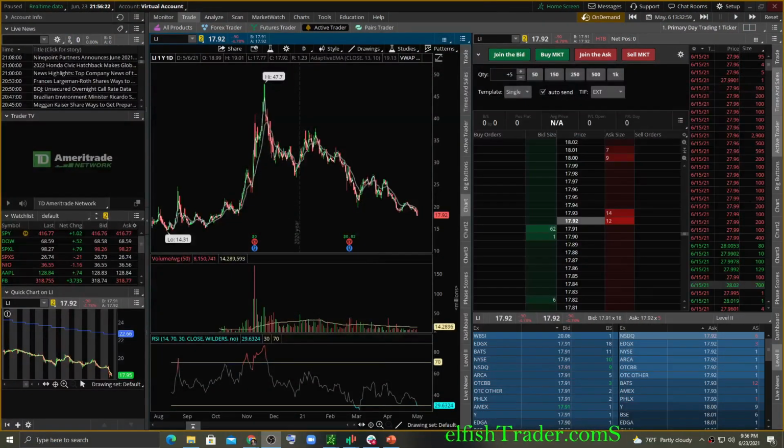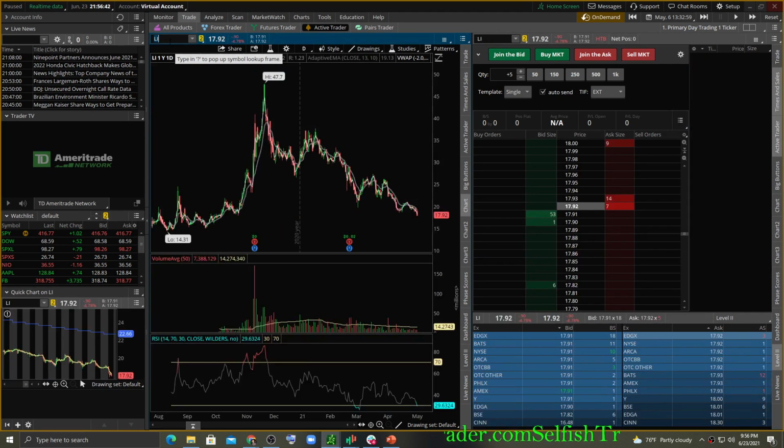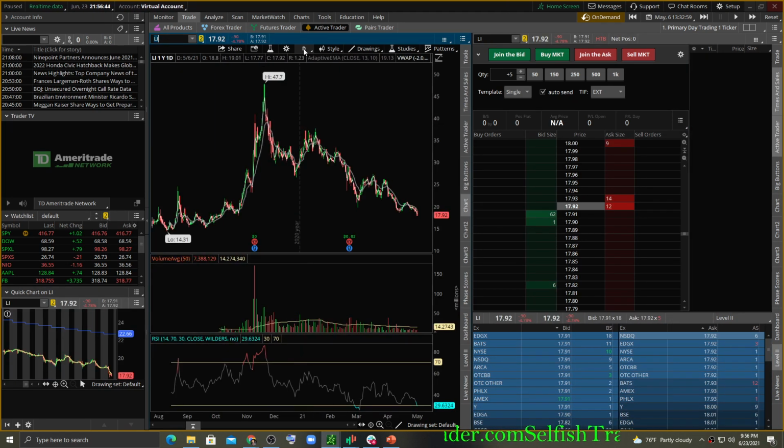All right, so what I'm looking at is Li Auto. Type in LI, and as you can see, LI means Li Auto. If I wanted to look at Tesla, here's Tesla. Excuse the chart. Just go to Li Auto. Type in Li Auto. So what I'm looking at is the daily chart.